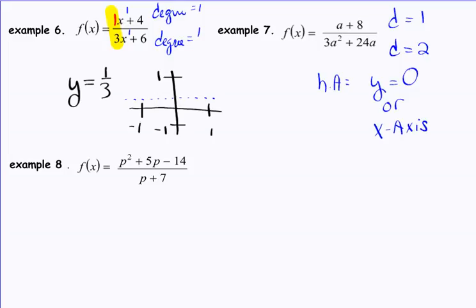Example 8. The degree of the numerator is bigger, so I have no horizontal asymptote. Right. That's the 6 things that you have to have in order to be able to successfully graph or understand what's going on with your graph of a rational function.